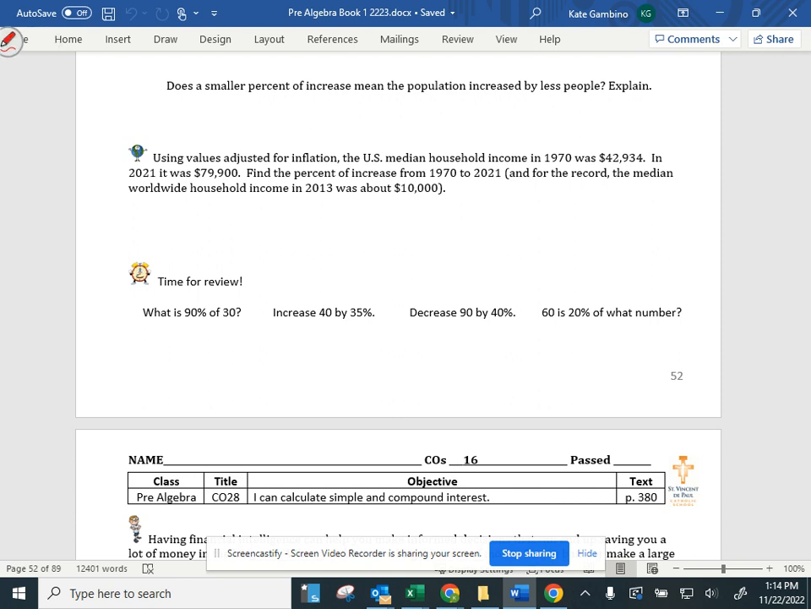So do we need to know what's in parentheses? Do we need to know that for our math problem? No, that was extra information that he threw in. Interesting fact, we don't need it for our math problem. So we want to know the percent of increase from 1970 to 2021. So we're going to do 79,900 minus 42,934 divided by our original.